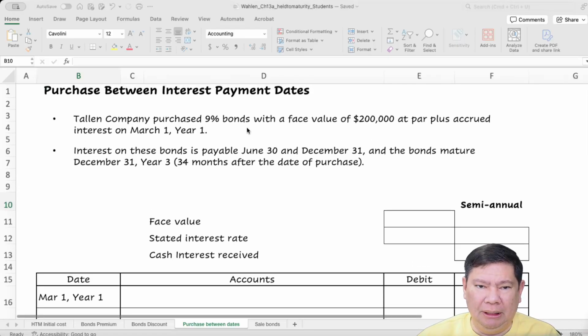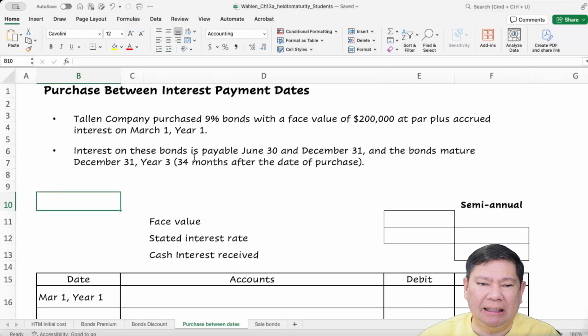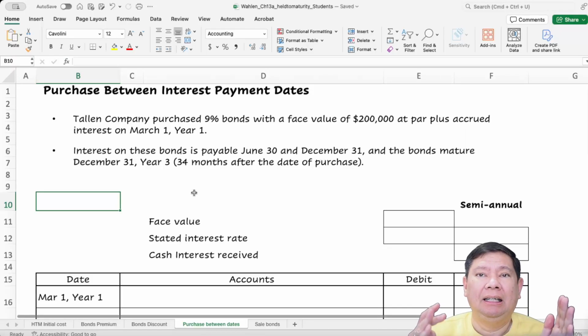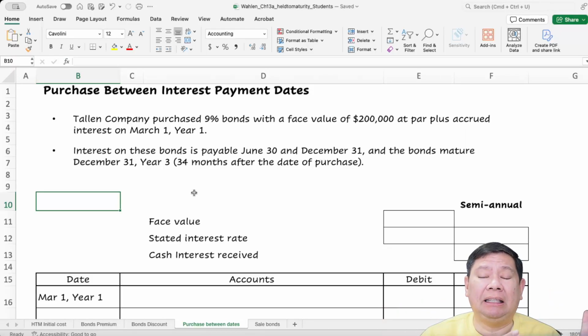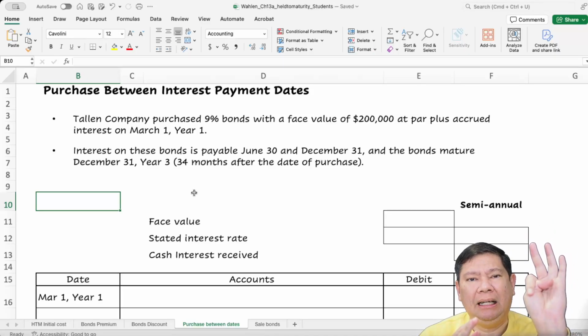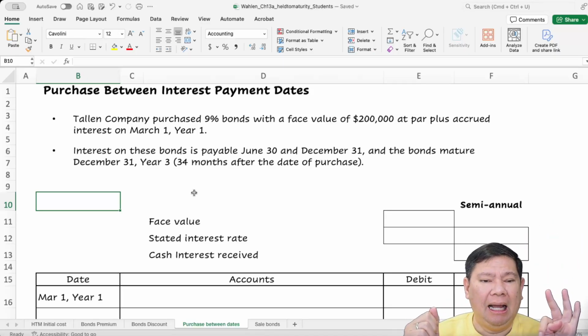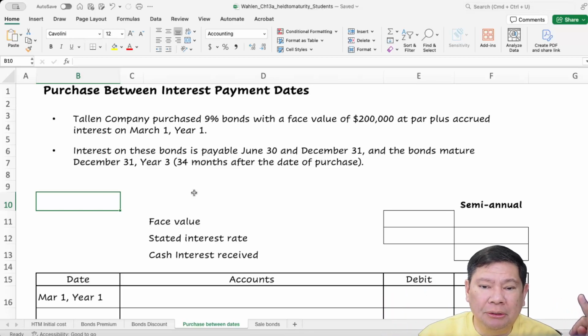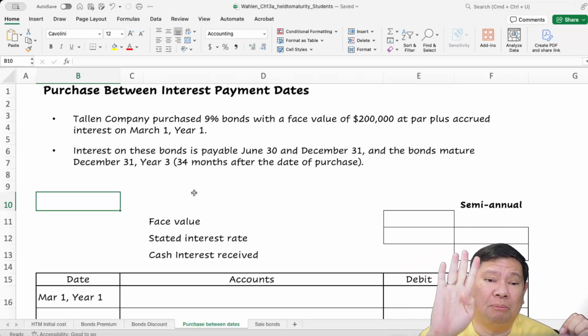So the situation is the purchase is done on March 1st. So the previous interest payment is on January 1st. So January and February have passed. And then we purchased the bonds March 1st, and we're going to receive interest on June 30th. So we still have March, April, May, and June, 4 months.